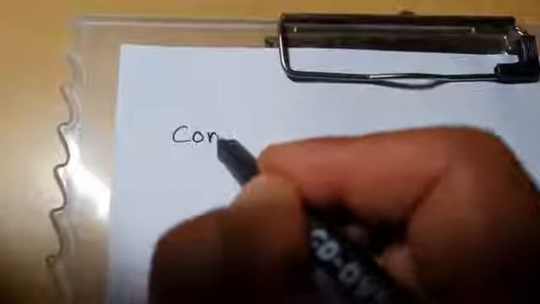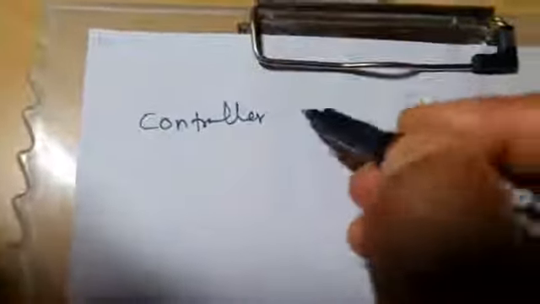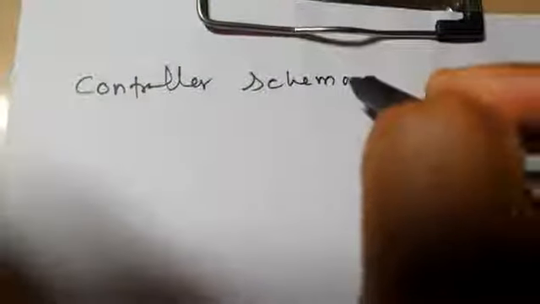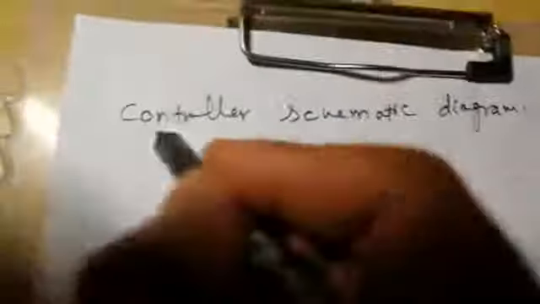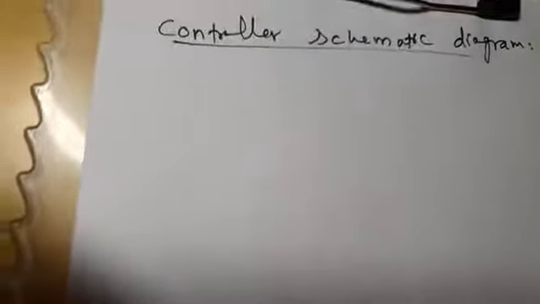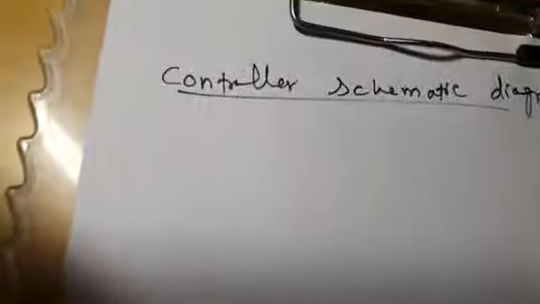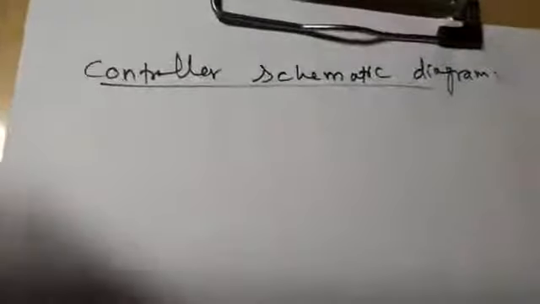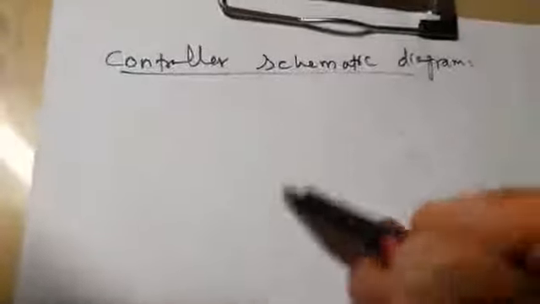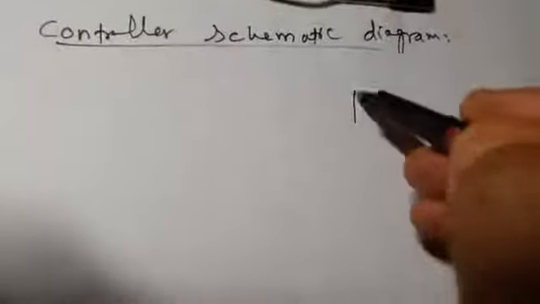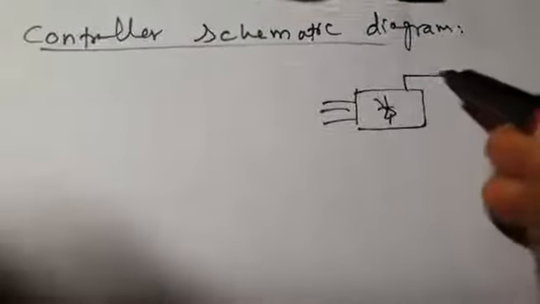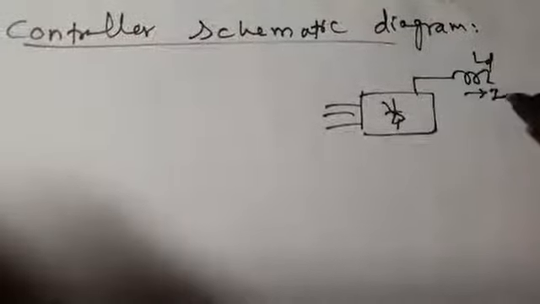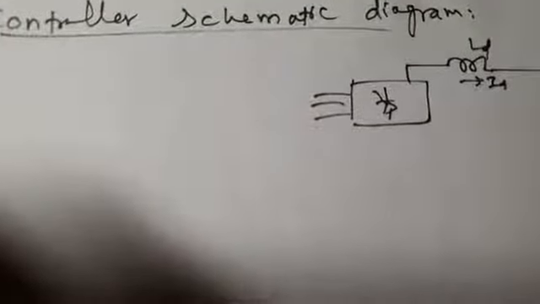And now finally I will show you the schematic diagram of the controller. Controller schematic diagram. Now your converter has two parts. This side is rectifier and this side is inverter. For example, this may act as a rectifier, ID, and this side may act as an inverter.